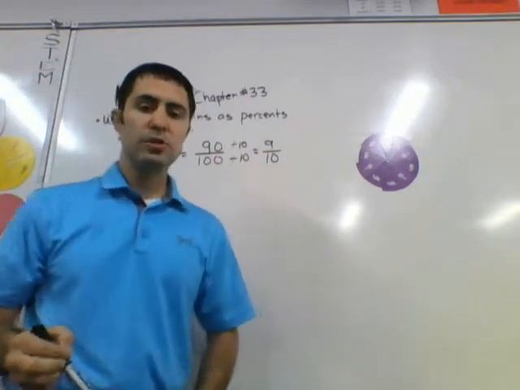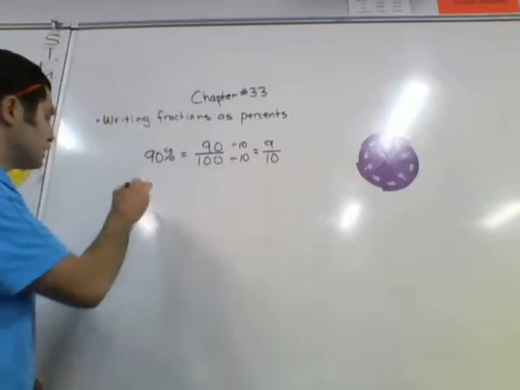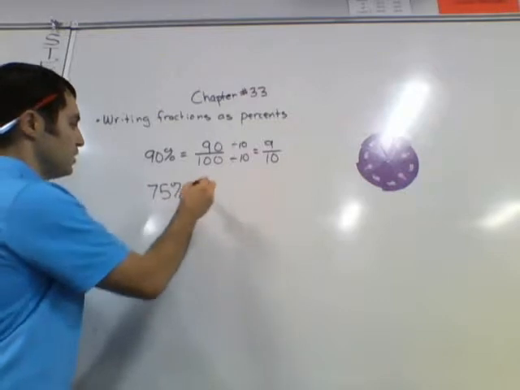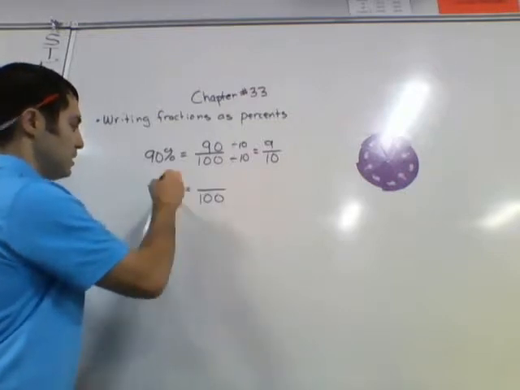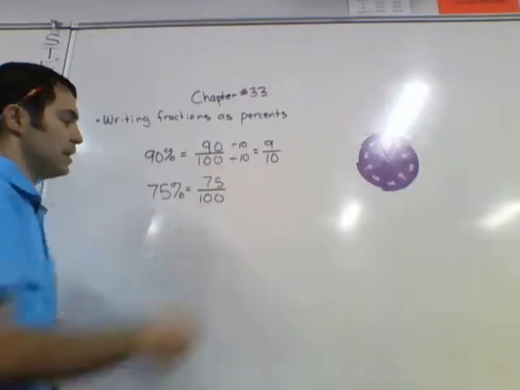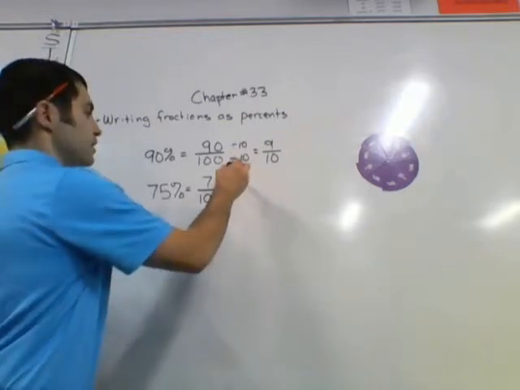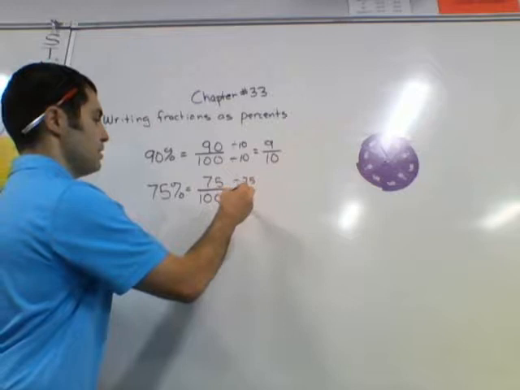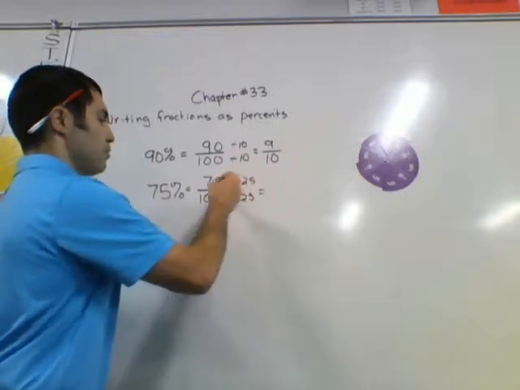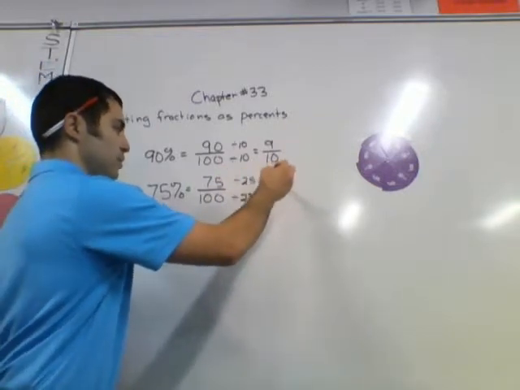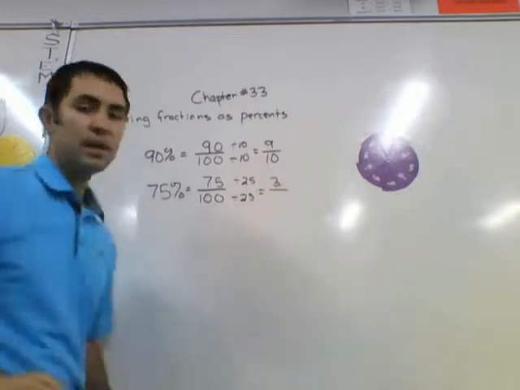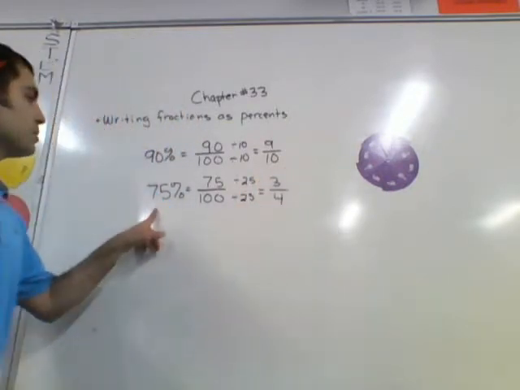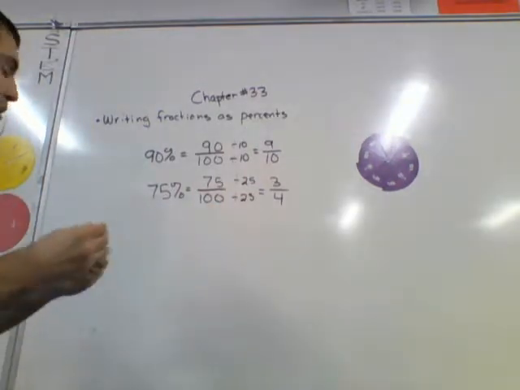All right. So the key point right here is whatever the percent is, say 75%, you just put 75 over 100, and then you reduce. Okay? This one you're going to reduce. Greatest common factor would be 25. Divide both by 25. 75 divided by 25 is 3. 100 divided by 25 is 4. So 75% is the same as 3/4.